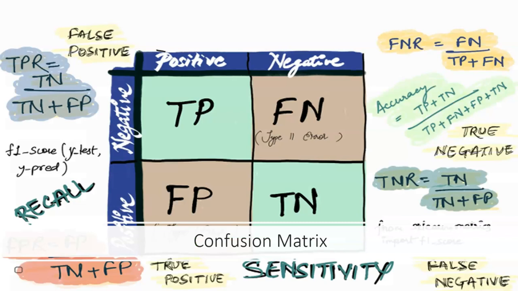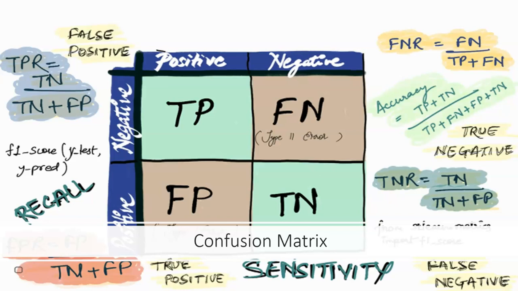This is an example of a confusion matrix. You can see we have positive and negative on the left-hand side, and positive and negative on the upper side, the column side. TP means true positive, FN means false negative, FP means false positive, and TN means true negative. This is called a confusion matrix.